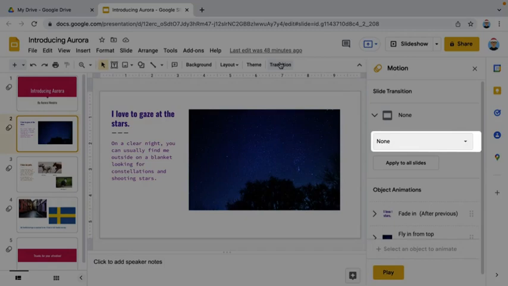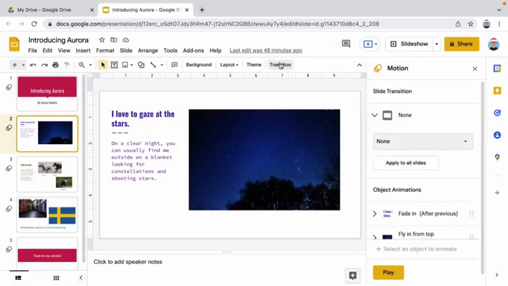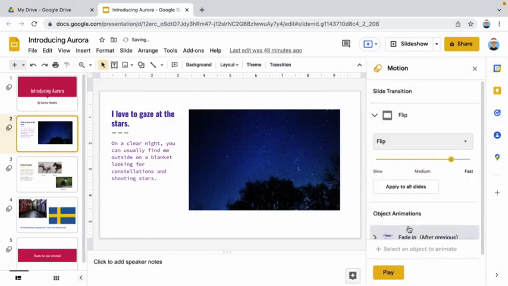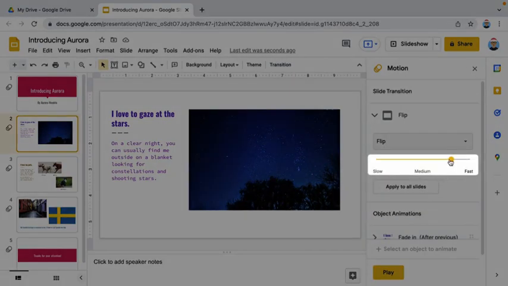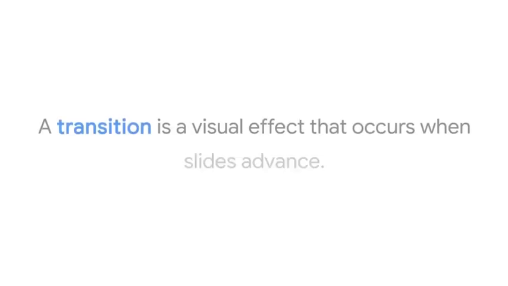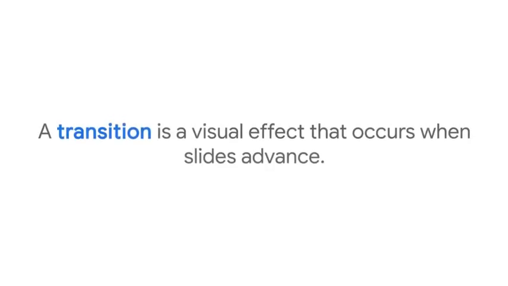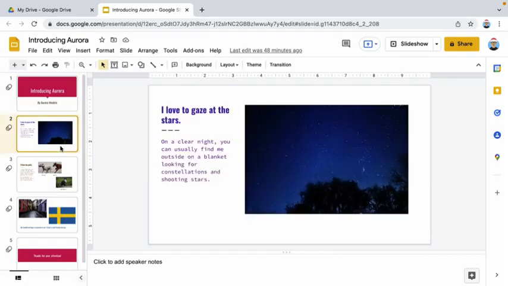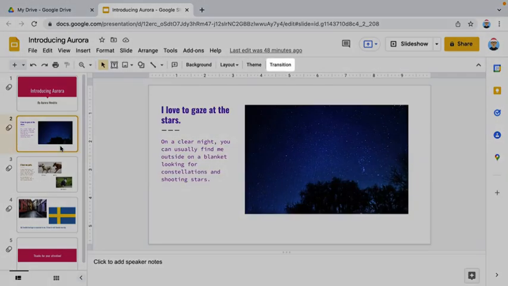By now, your presentation is looking really interesting with text, images, and animations. In this video, you will add transitions to your slides. A transition is a visual effect that occurs when slides advance. To begin, add a transition to your second slide. This will be the transition you will see between the first and second slides.